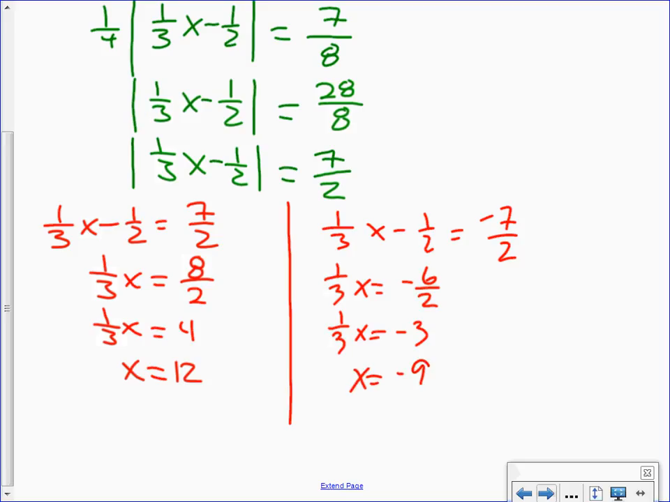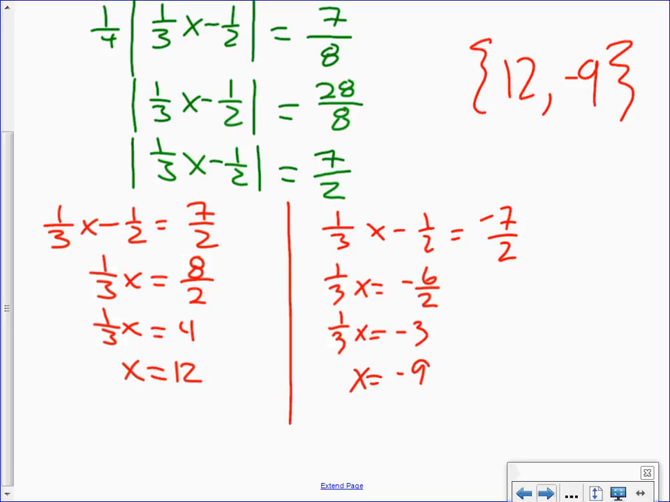-9. Okay. So, Miss Abigail, was there an x on the other side of the equation? No. So, on these cases, you can check your work, but both answers should work out because you didn't have the extra x as a positive or negative. So the solution to this thing is, in fact, 12 and -9.